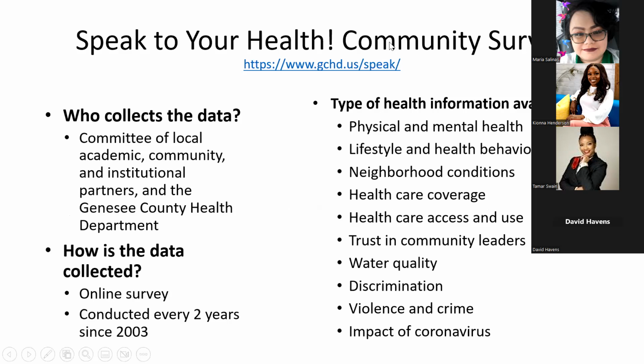So one way you can get data about the problem you're studying, in the Flint area, is the Speak to Your Health Community Survey. They collect a lot of data on all types of health related problems, as well as things like violence and crime. They even have collected data on the impact of the COVID-19 pandemic. The link for their survey is embedded here in the presentation, which you'll get after the session. You can get all kinds of statistics that show you about problems in the community and identify where there might be disparities that your project might address.